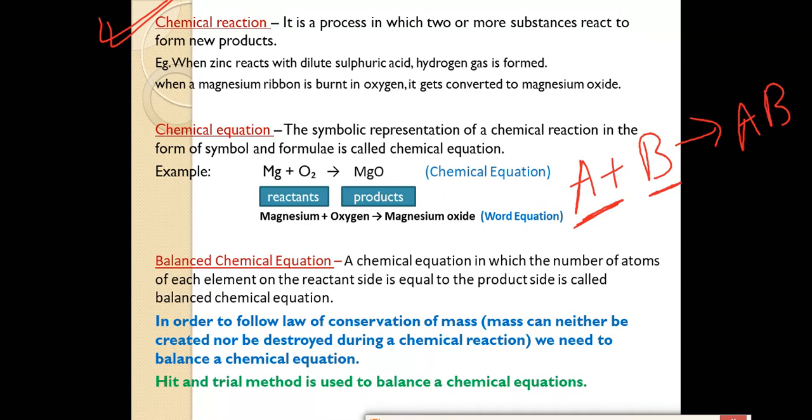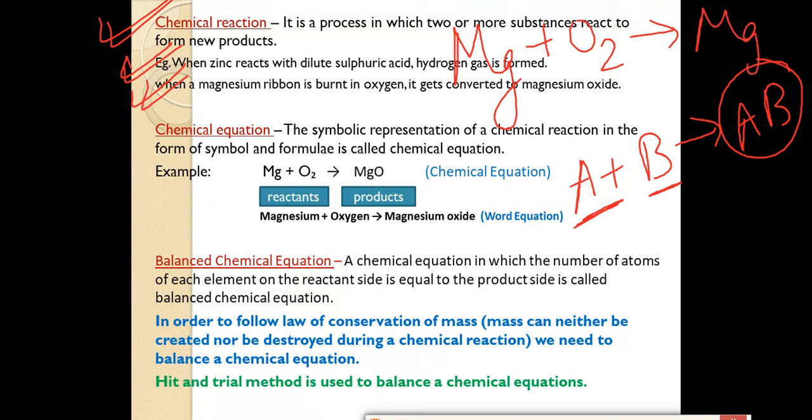जब भी कोई chemical reaction होता है, दो या उससे ज़्यादा substance react करते हैं आपस में और एक new product की formation होती है. Example also we can take when zinc reacts with dilute sulfuric acid, hydrogen gas is formed. So this is a chemical reaction. Zinc is reacting with dilute sulfuric acid to form hydrogen gas. Next, we have also read one activity that when magnesium ribbon is burned in oxygen, it gets converted to magnesium oxide. Mg will burn in the presence of oxygen to form magnesium oxide. So in this case also new substance is formed. It is a chemical reaction.